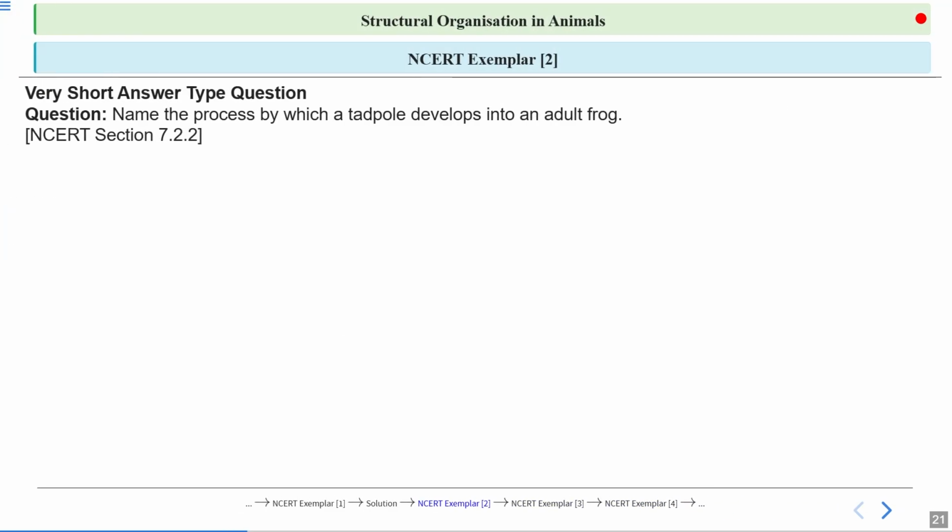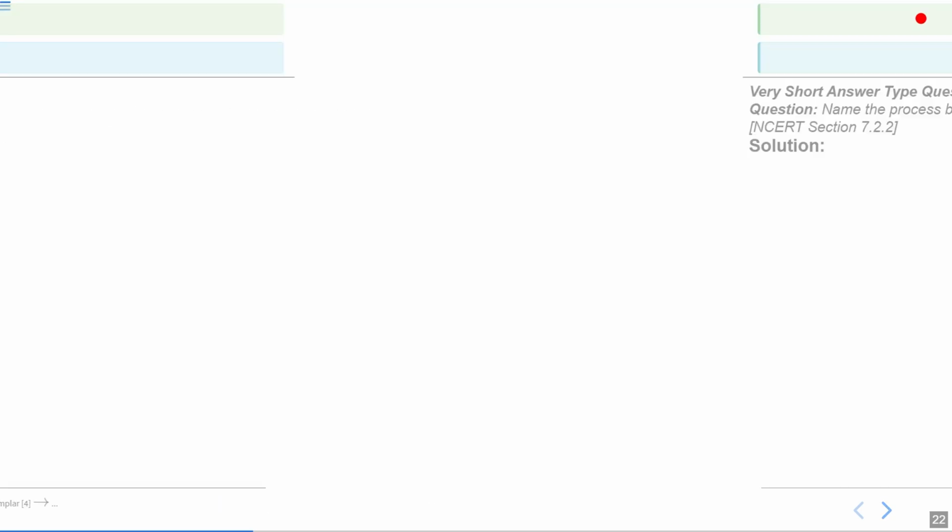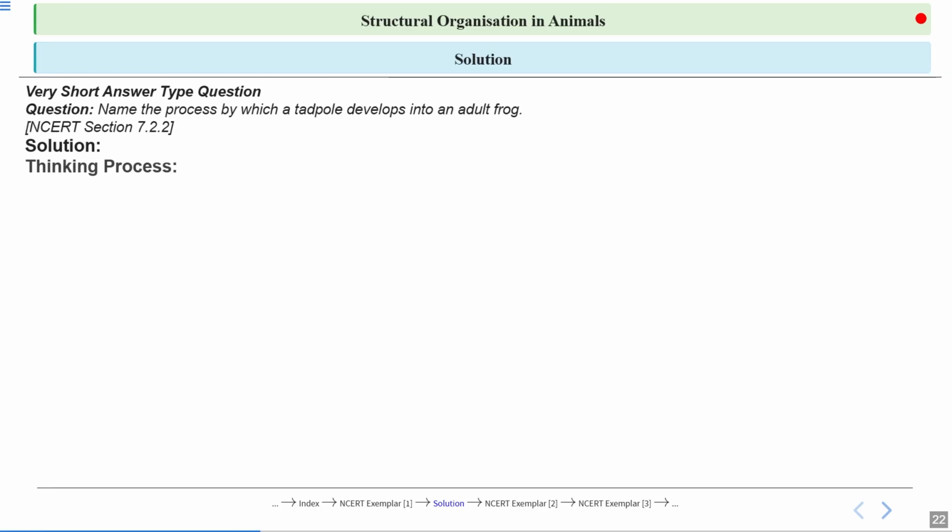Next question. Name the process by which the tadpole develops into an adult frog. This question is coming from the NCERT section 7.2.2. Let us see the answer of this question. Metamorphosis involves the physical change in the form or structure during growth. So this is a phenomenon which tells you about the physical change occurring inside the organism, right?